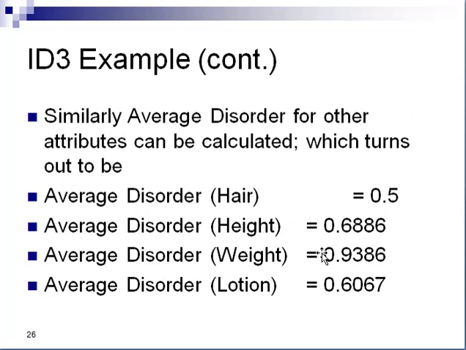Similarly, the way through which we have calculated the average disorder for hair, we also need to calculate average disorder for height, for weight, and for lotion. And all these average disorders will come out to be 0.5 for hair, then for height it is 0.6886, for weight it is 0.9386, and for lotion it is 0.6067.